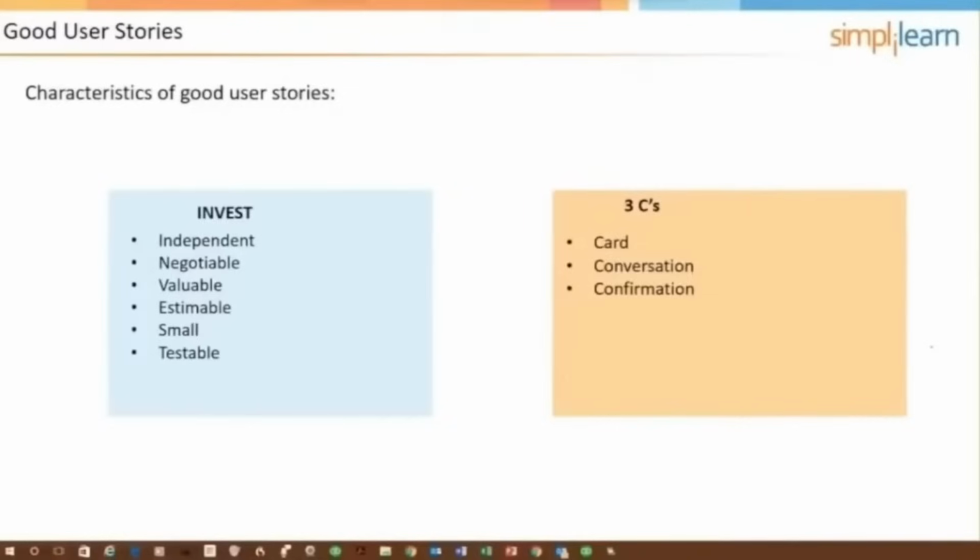So the first C is card. User stories should be able to be written on a 4 by 6 inch index card or some media similar to that. Card.